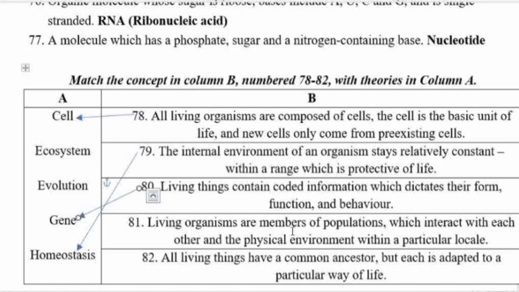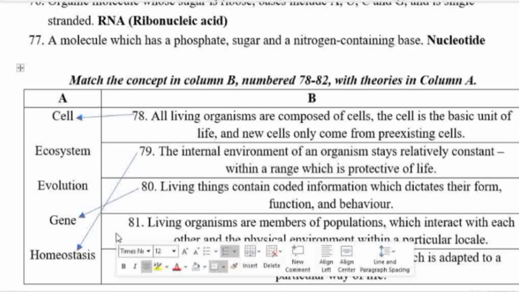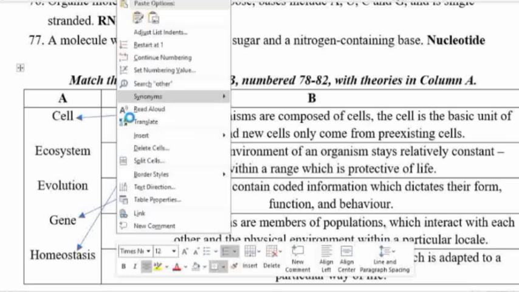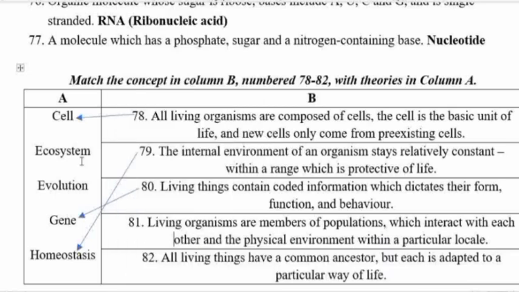Now, living organisms are members of populations which interact with each other and the physical environment within a particular locale. So what kind of theory is this one portraying? Let's give it the ecosystem theory, the ecological system theory. So match this one with this.